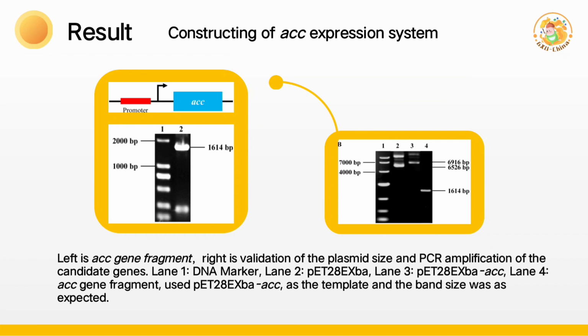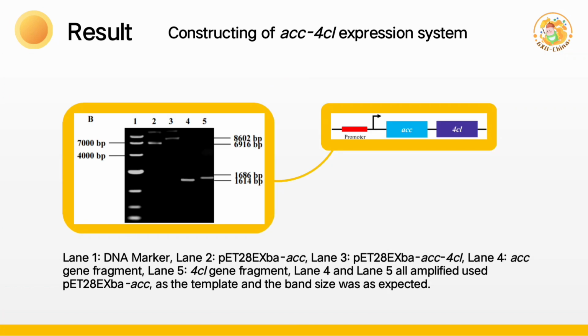Firstly, agarose gel image demonstrated that we obtained a correct ACC gene fragment and the plasmid size was correct, indicating the ACC gene had been successfully constructed into pAD2A. Similarly, the verification result of plasmid size and PCR of gene fragment indicated that ACC4CL expression system had been successfully constructed.